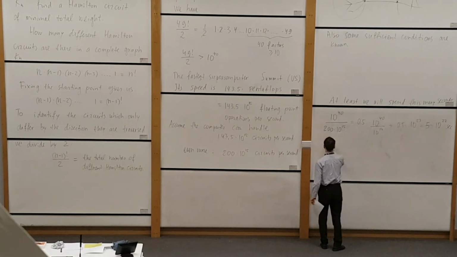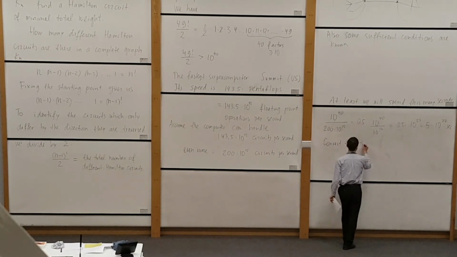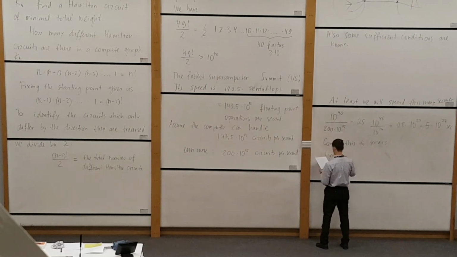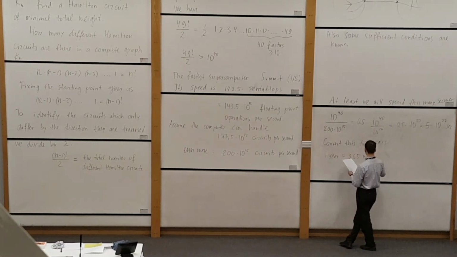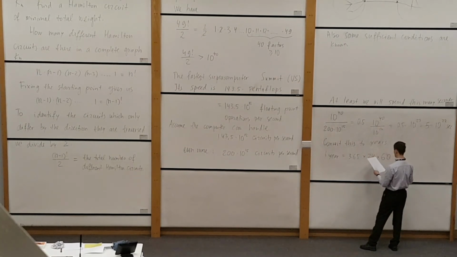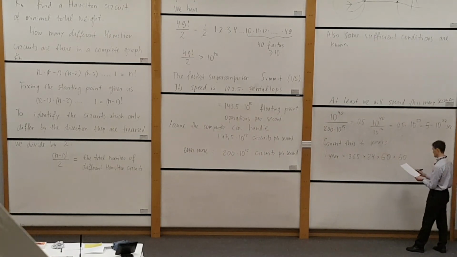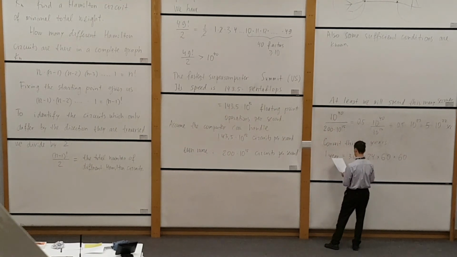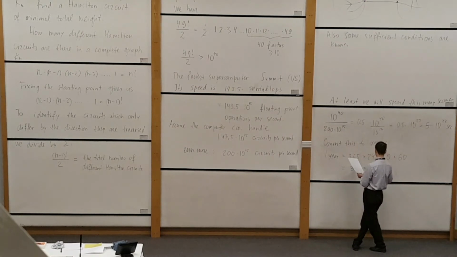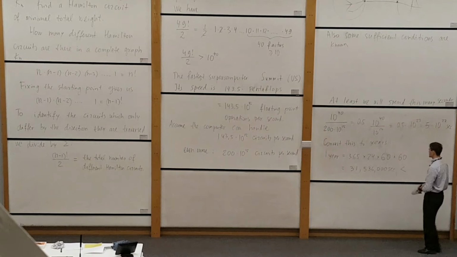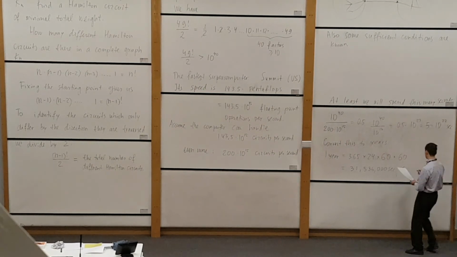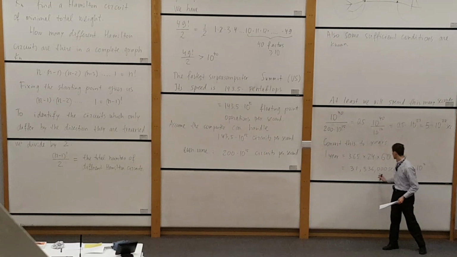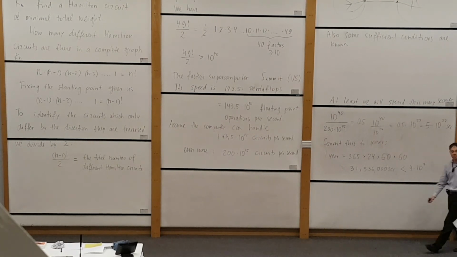Let's convert this to years. In 1 year, we have 365 days. There are 24 hours in each, 60 minutes in each hour, and 60 seconds in each minute. If you multiply through, this gives you 31,536,000 seconds. I can round this up to a larger number, so that's less than 4 times 10 to the 7th. So we'll round this to 4, and then I have 1, 2, 3, 4, 5, 6, 7 zeros, just counting the zeros.